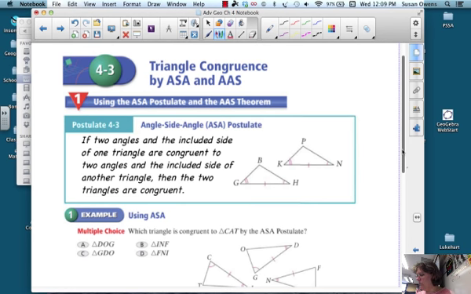So we can say that triangle GHB is congruent to triangle KNP.